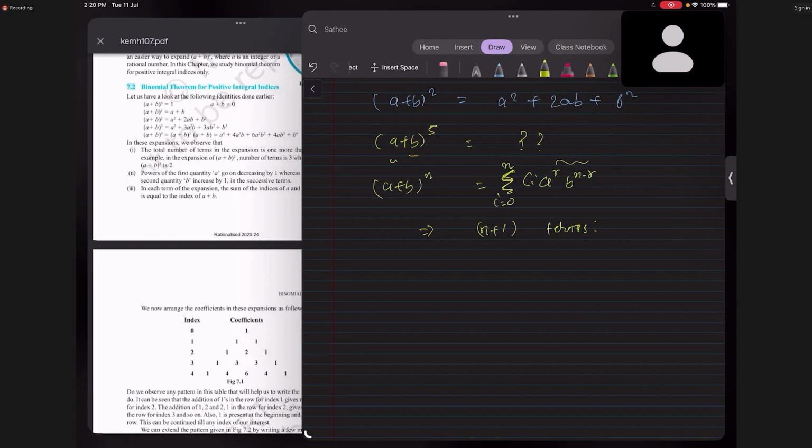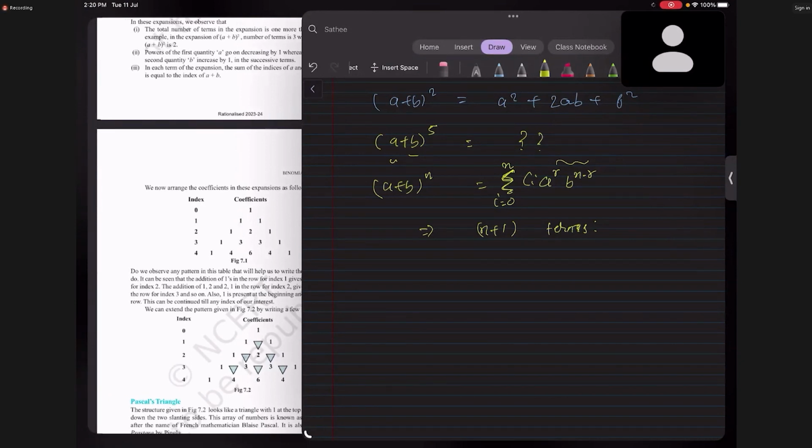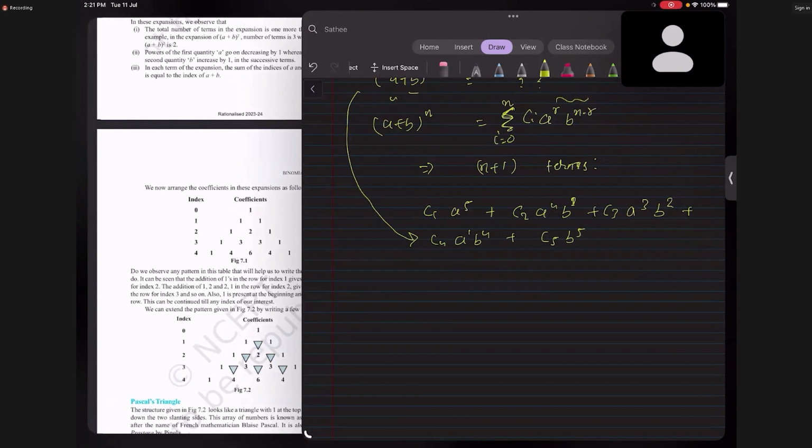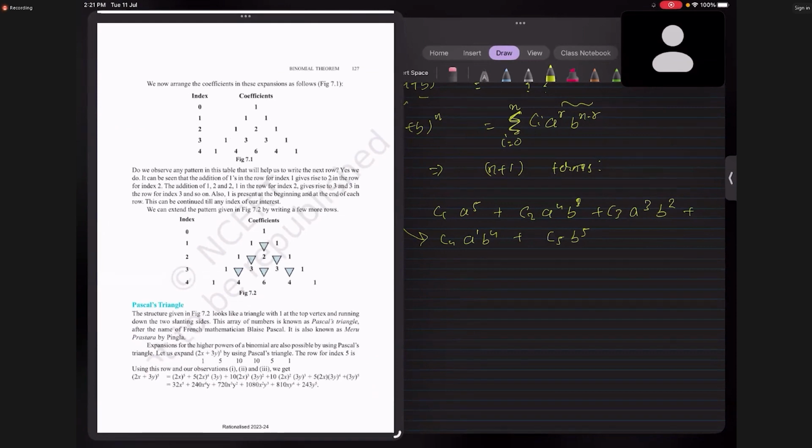If we go with something called Pascal's triangle, Pascal was the first to analyze the coefficient relationship for these kinds of exponents. There will be terms like c1 a to the power 5 plus c2 a to the power 4 b to the power 1 plus c3 a to the power 3 b to the power 2 plus c4 a to the power 1 b to the power 4 plus c5 b to the power 5. This would be the general expansion of a plus b to the power 5, and these coefficient relationships were analyzed by Pascal. You can see here the Pascal triangle, which describes the coefficient relationship.